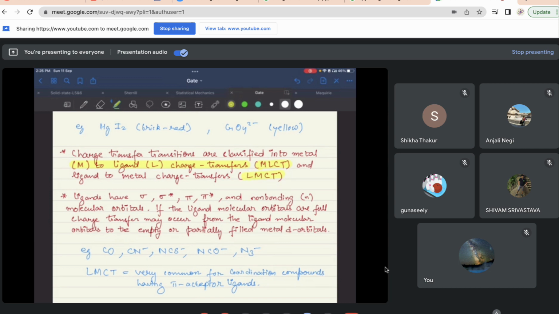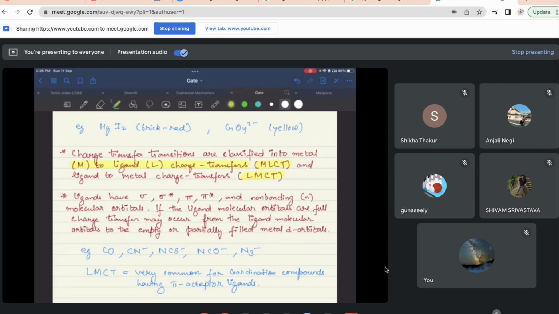Where two oxidation states of metal are present, it will be a metal to metal transfer, and if two states of ligand are present, then it will be ligand to ligand. But here we will focus on the LMCT first.